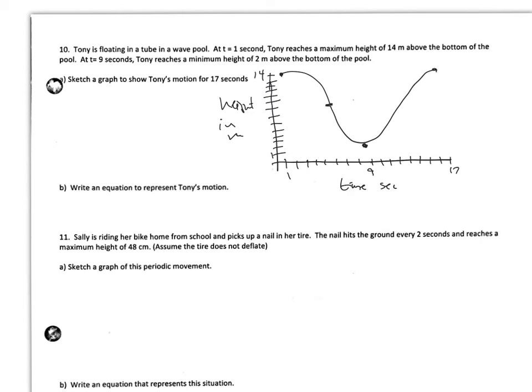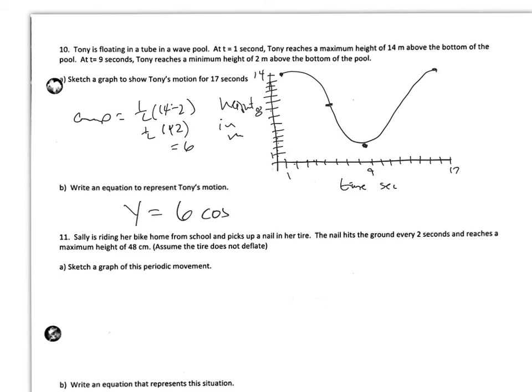Half of 1 to 9, so half of 8 is 4. And that would be up to 8. Because 14 minus 2 is 12. So if we think about the amplitude, it is 1/2 of 14 minus 2, so that's 12, and half of 12 is 6. So our amplitude is 6, y equals 6.